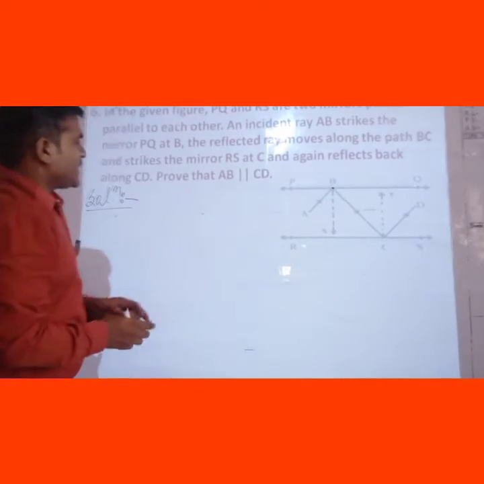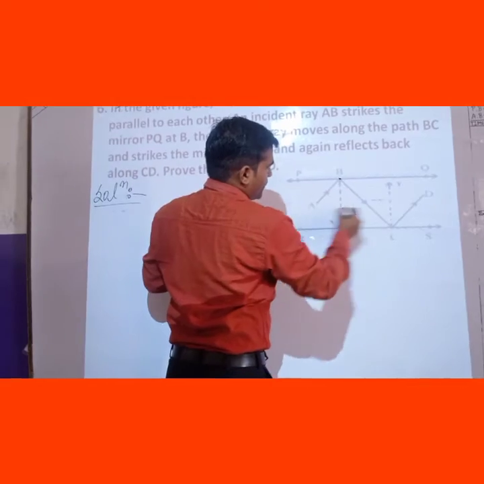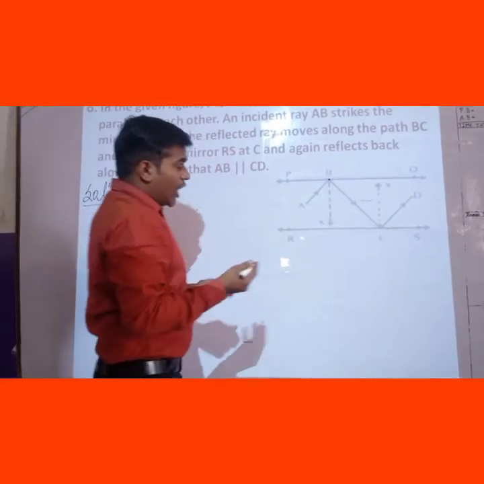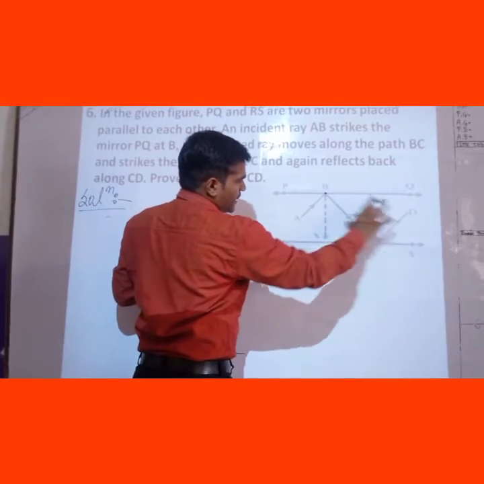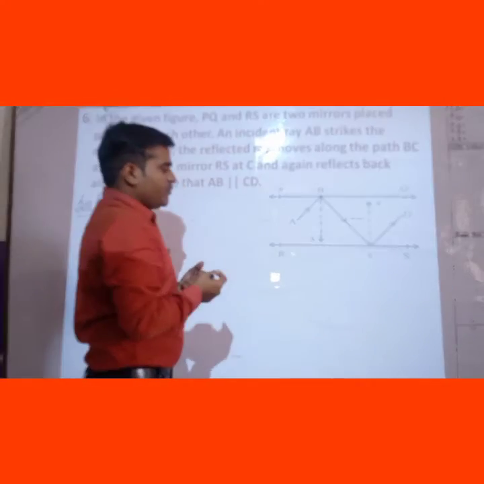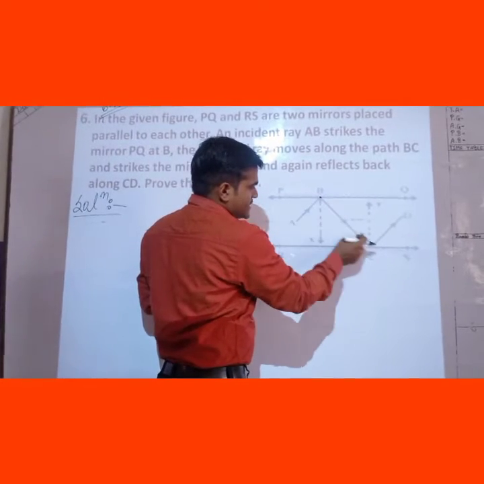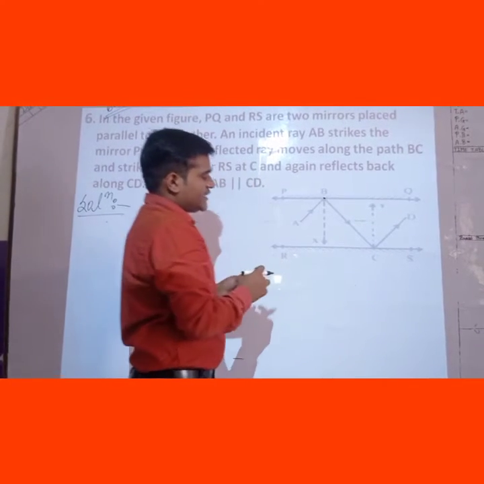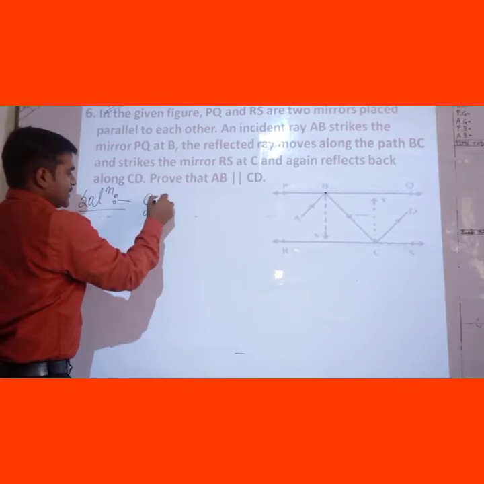So prove that AB is parallel to CT. We have to prove that AB is parallel to CT. How will it be parallel? If these angles are equal, meaning alternate angles are equal. So children, what is given?